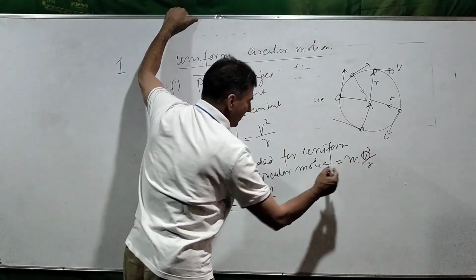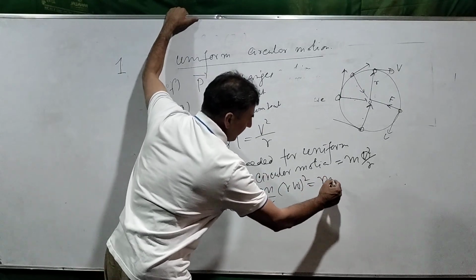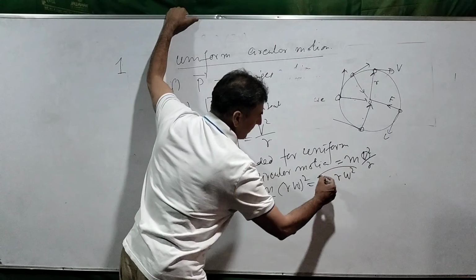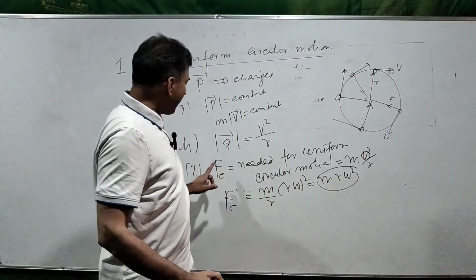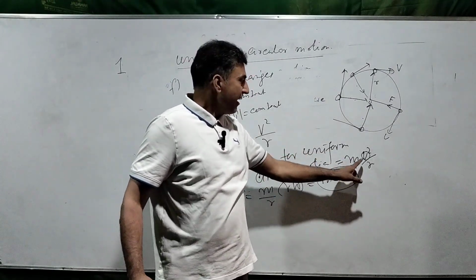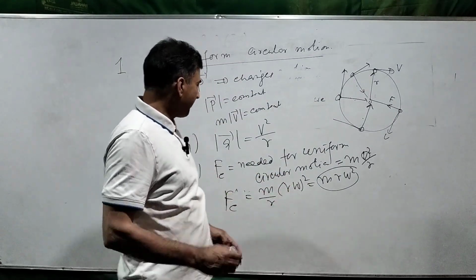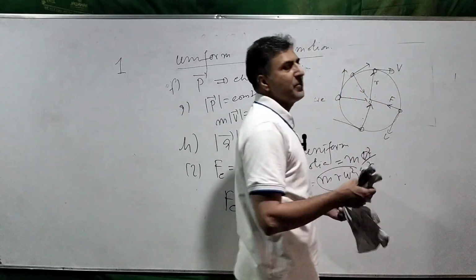How can you write this speed? As r omega. So m v square by r becomes m r square omega square by r; one r gets cancelled, giving m r omega square. You can write centripetal force as m r omega square, or as m v square by r. Omega is angular velocity, and the relationship between speed and angular velocity is v equals r omega. That is all. Everything about uniform circular motion.